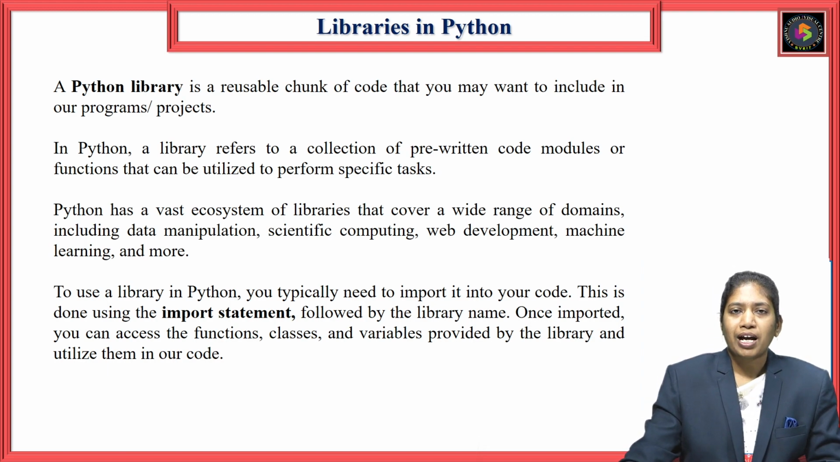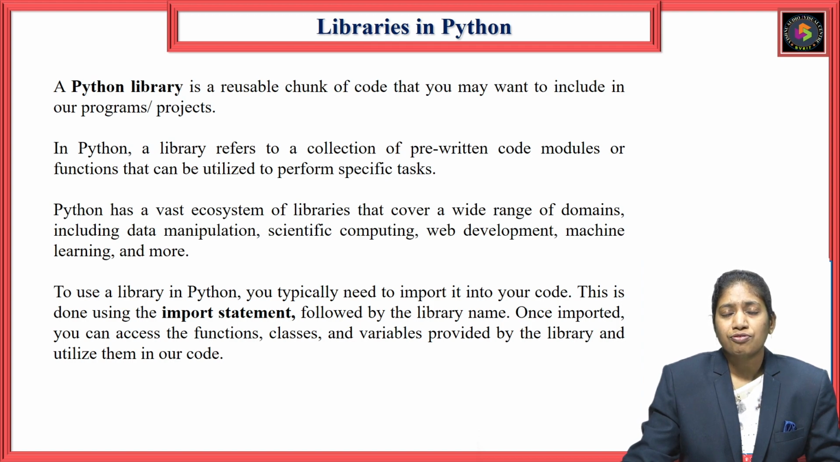Generally in Python there is a vast ecosystem of libraries. Python provides a vast number of libraries which are useful for a programmer to develop projects in many kinds of fields. It has a vast ecosystem of libraries that cover a wide range of domains like machine learning, deep learning, data manipulation, data visualization, data science, quantum computing, and scientific computing. In such various fields, we can use these libraries for performing our tasks.